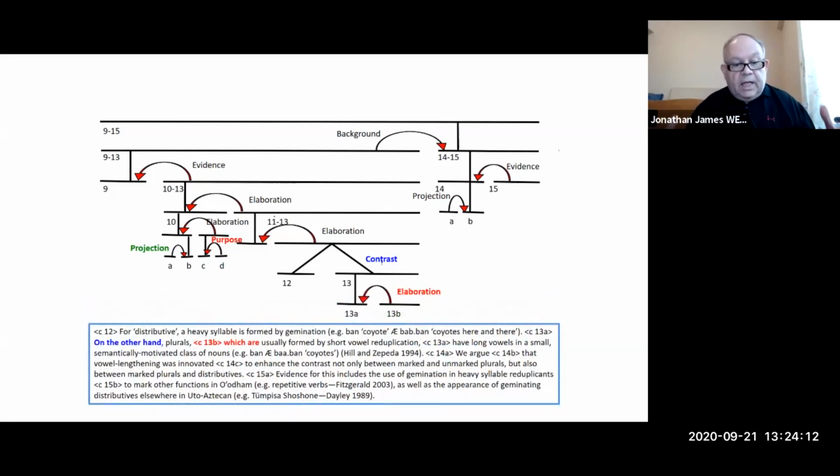On the other hand, and then remember that 13B, that non-defining relative clause? Well, that would be a kind of elaboration. That non-defining clause is an elaboration.